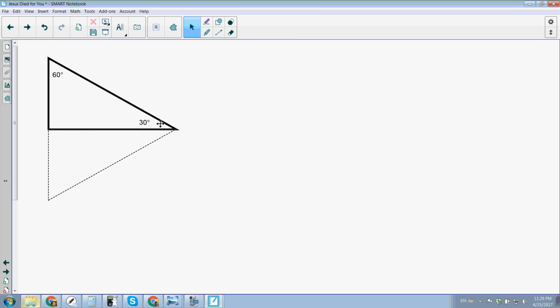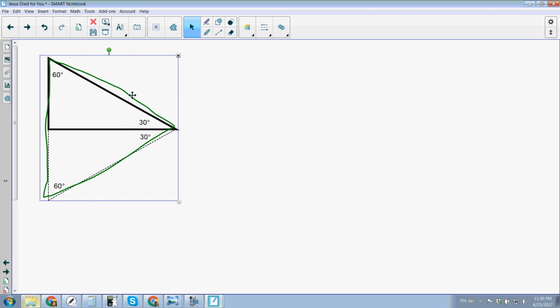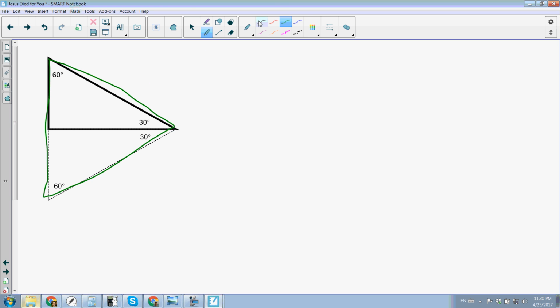And so what I've done here is I've got another 30-degree angle here and a 60-degree angle here. And so hopefully you can see that this larger triangle that I've created is what kind of triangle? That's an equilateral triangle. So that would mean that all three angles are 60 degrees and all three sides are congruent.